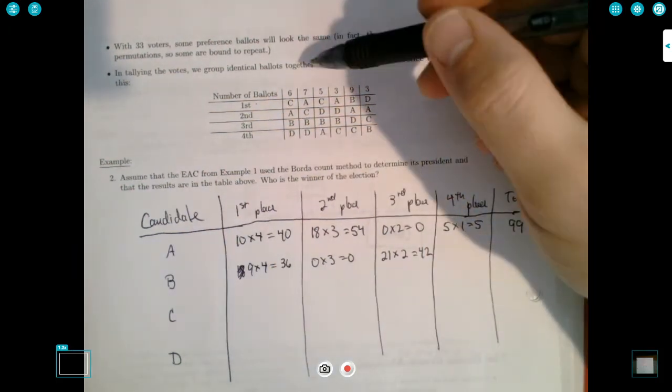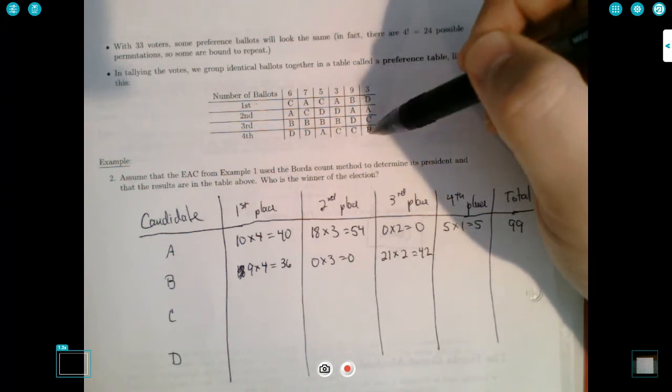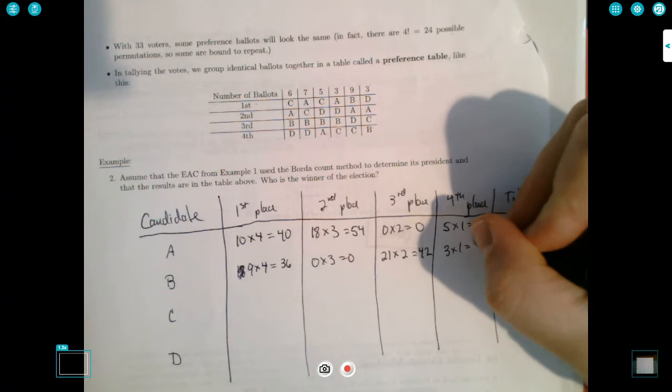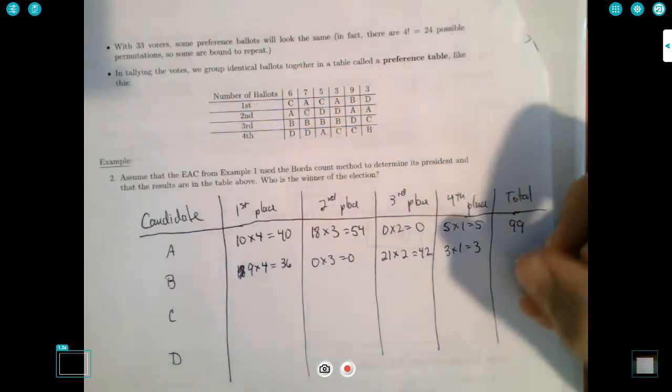And then he won fourth place 3 times, right? 3 times. So that would be 3 times 1, which is 3. His total points would be 36 plus 0 plus 42 plus 3. That comes out to 81.